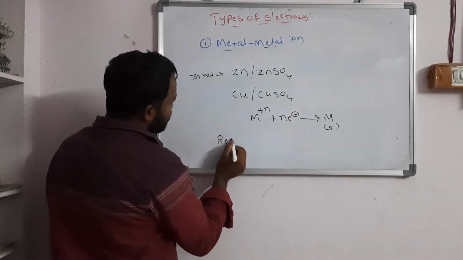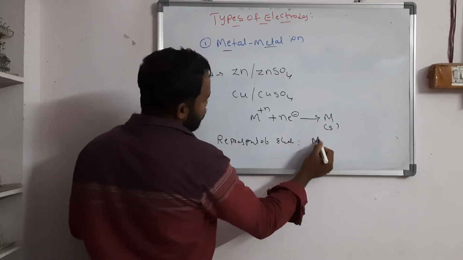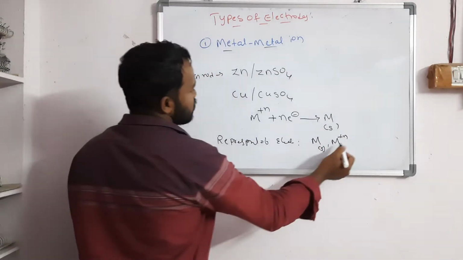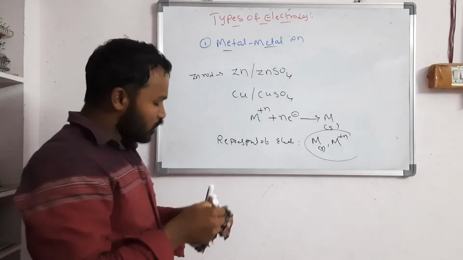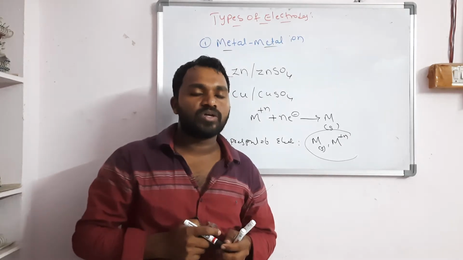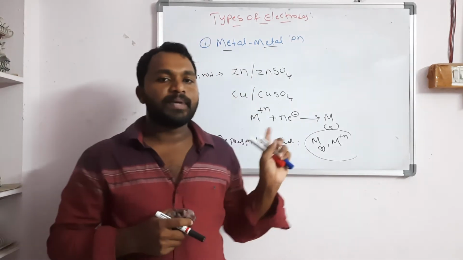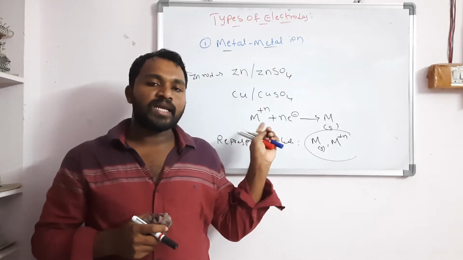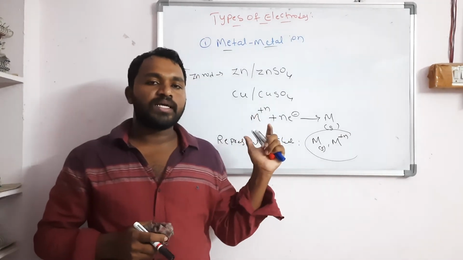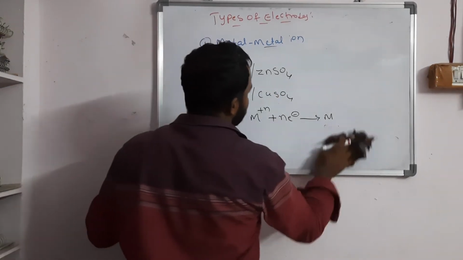Next you should write the representation of the electrode. The representation is metal solid, comma, M plus n electrons. This is the representation of the metal ion electrode. You should write 2 to 3 points: the metal is dipped in its own electrolytic solution, such as a zinc rod in zinc sulfate solution or a copper rod in copper sulfate solution; by gain of n electrons, M plus n is converted into solid metal; and the representation is M solid, M plus n. So this is about the metal ion electrode. Next we are going to discuss the gas electrode.